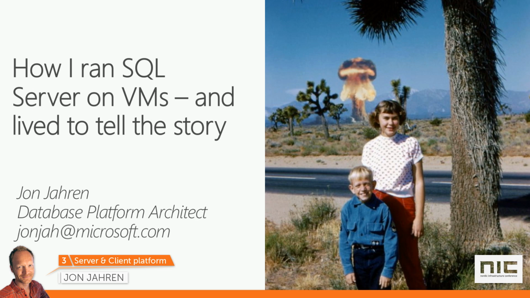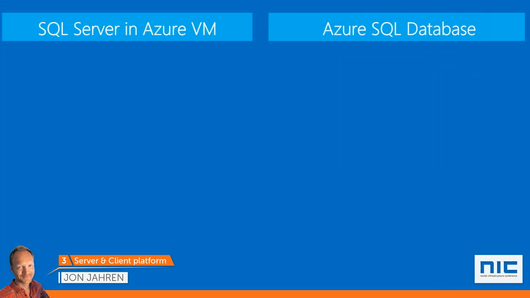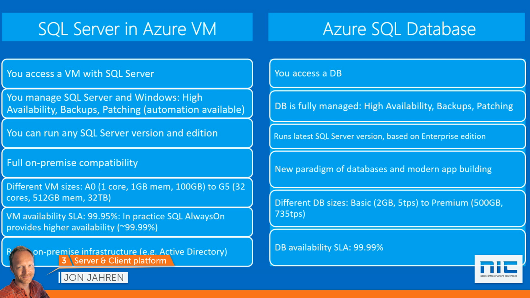This session is building upon my previous session today, where I talked about database as a service, and now I'm going to talk about running SQL Server on virtual machines. And how you can still get away with it. So, compared to what I talked about earlier today, you access a VM with SQL Server instead. You manage SQL Server, SQL and Windows Server with all the management, and you have to self-configure your high availability settings and everything. You can run any SQL Server version and so on.